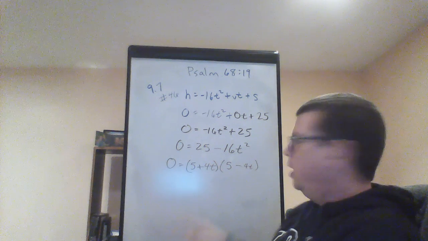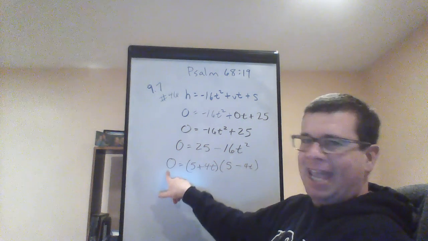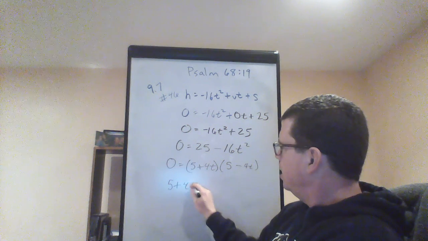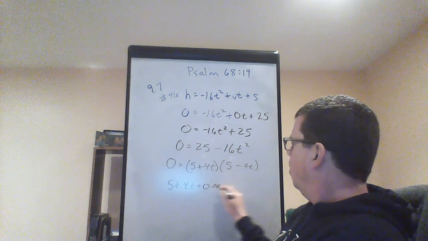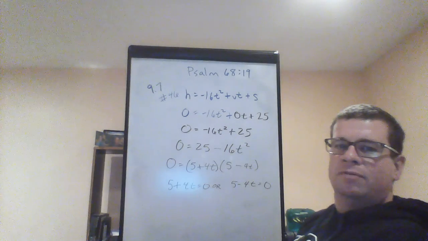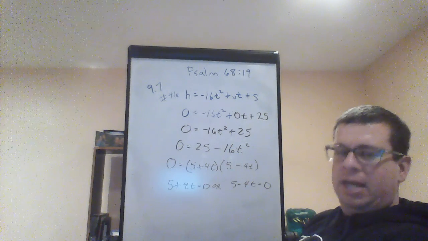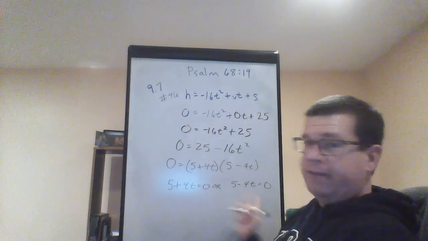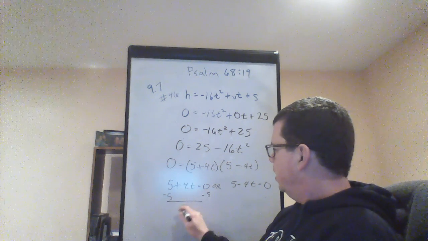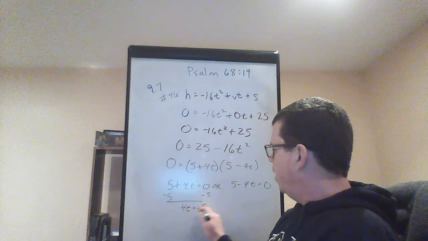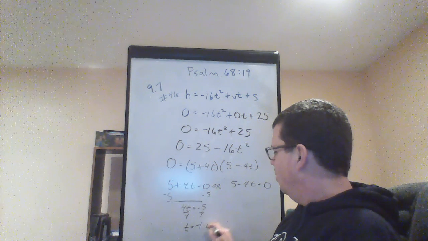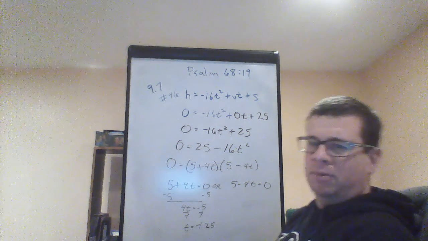And now I'm ready to use my zero product property. All right, I'm multiplying two things and getting 0. So 5 plus 4t has to be 0, or 5 minus 4t has to be 0. One of those two equations has to be true. And that's that zero product property. And I've got a couple two-step equations here. So I subtract 5 over here. I get 4t equals negative 5, and I divide by 4. I get t equals negative 1.25.